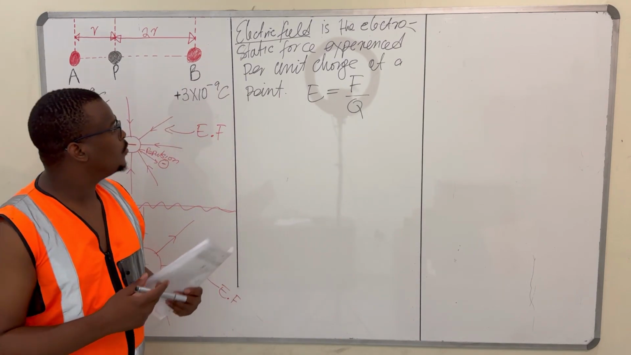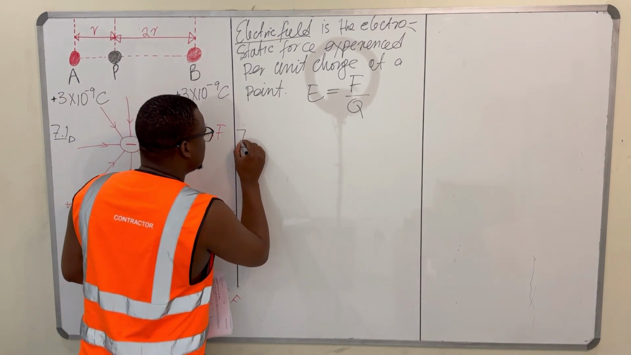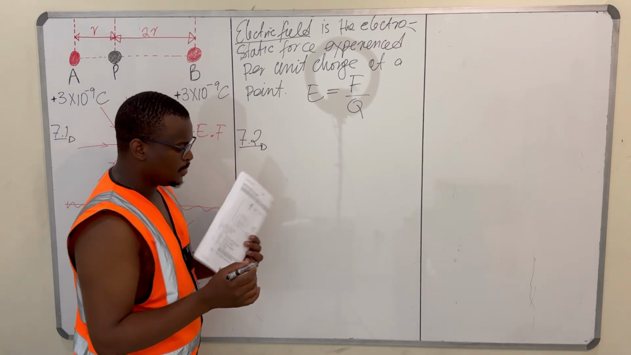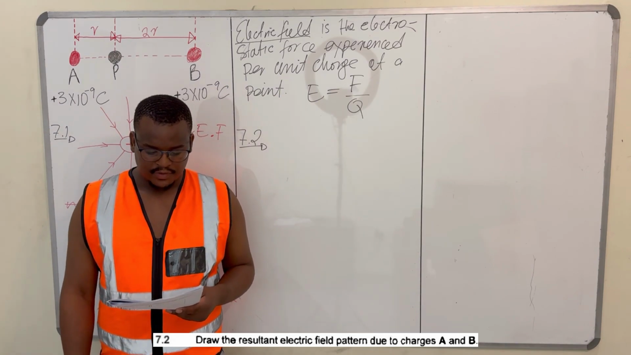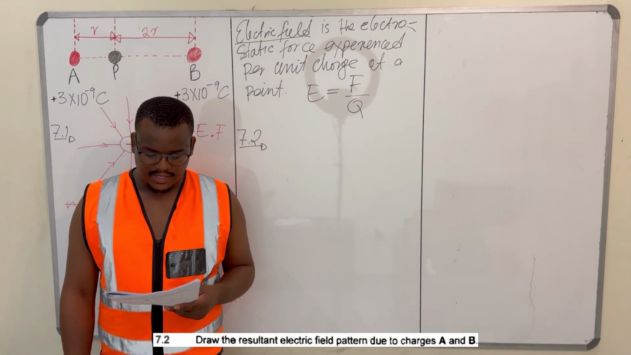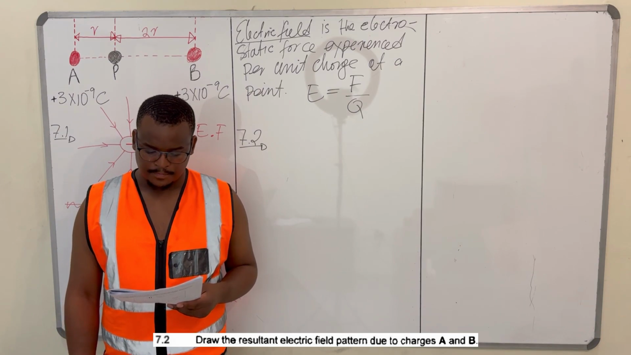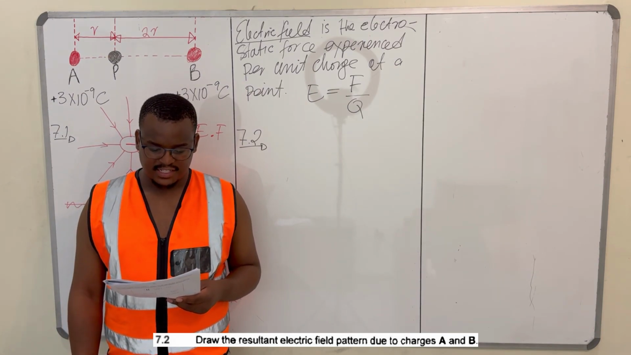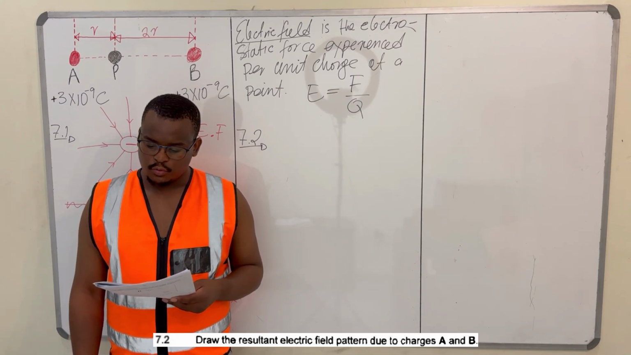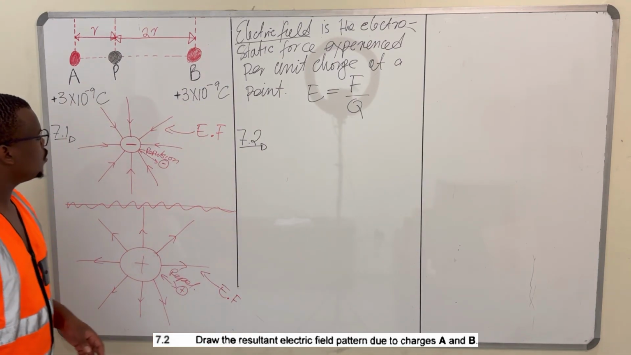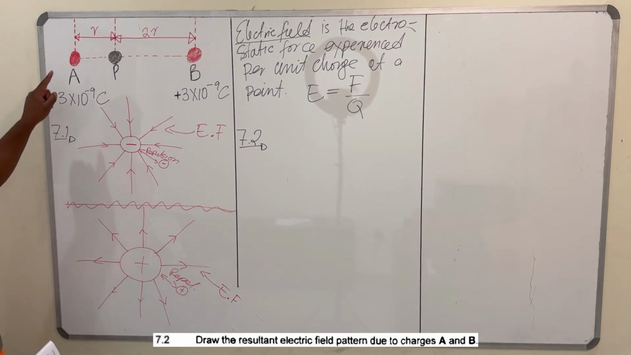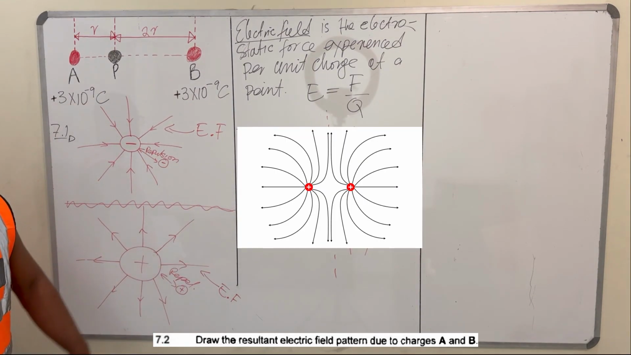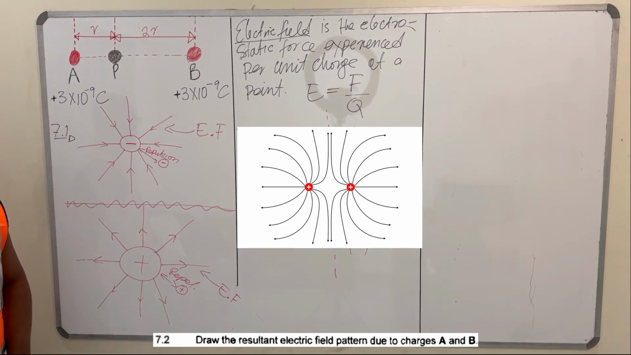Done. So, we move to 7.2. What are they saying at 7.2? They are saying, draw the resultant electric field pattern due to charges A and B. So they want us to draw the electric field pattern due to charges A and B. No problem. It should be similar to this. So we'll move now to 7.3.